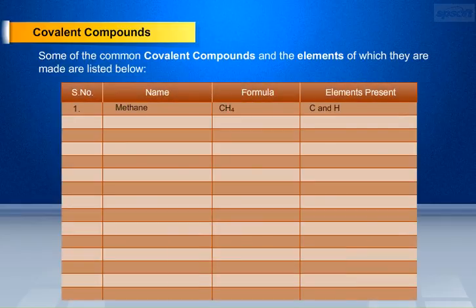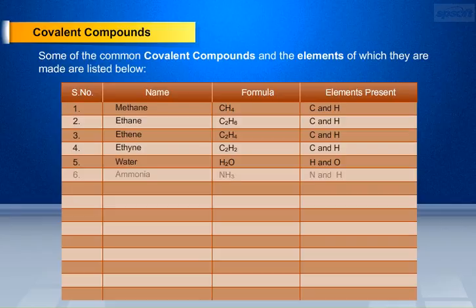Formula of methane is CH4, and elements present in it are carbon and hydrogen. Formula of ethane is C2H6, and elements present in it are carbon and hydrogen. Formula of ethene is C2H4, and elements present in it are carbon and hydrogen. Formula of ethyne is C2H2, and elements present in it are carbon and hydrogen. Formula of water is H2O, and elements present in it are hydrogen and oxygen. Formula of ammonia is NH3, and elements present in it are nitrogen and hydrogen.